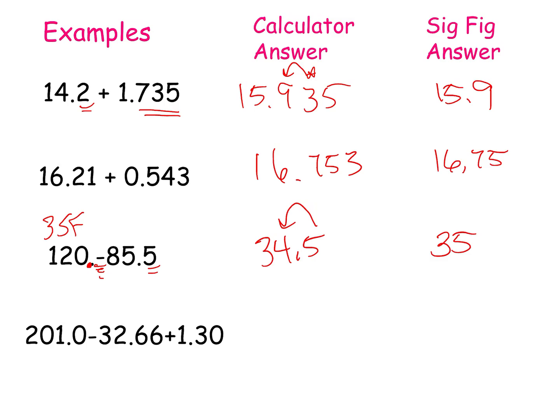201.0 minus 32.66 plus 1.30 gives me 169.64. 1 decimal place, 2 and 2. 1 decimal place, 169.6. Okay, hope that helped.